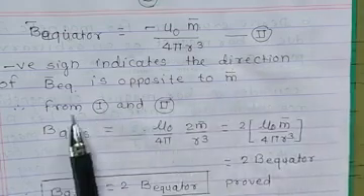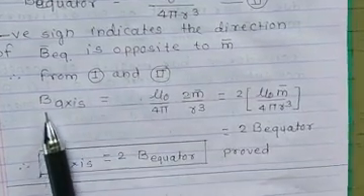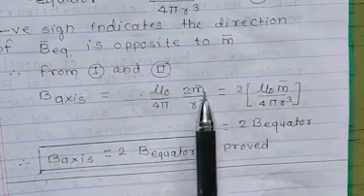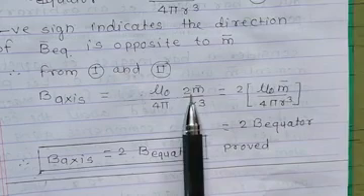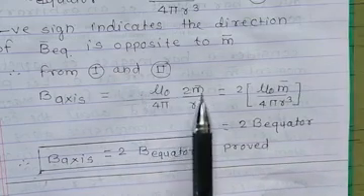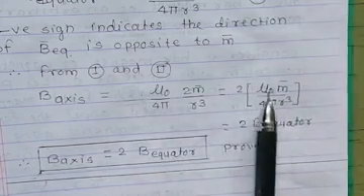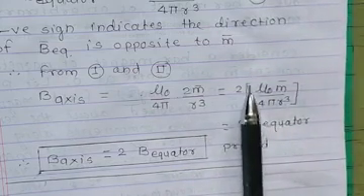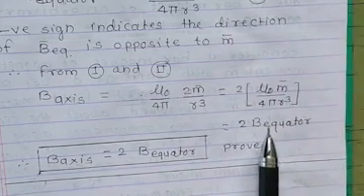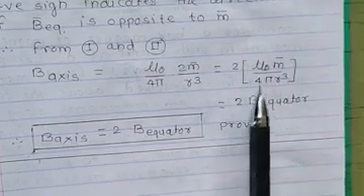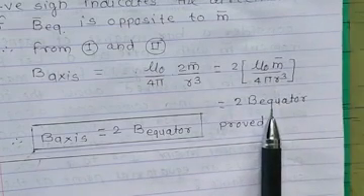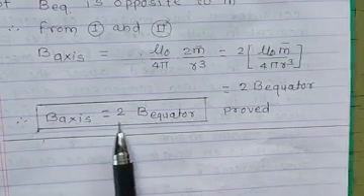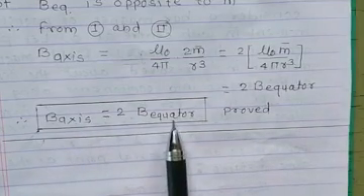So from 1 and 2, magnetic field along axis is equal to μ0 upon 4 pi 2m bar upon r cube. So if you take 2 here, this will become now 2 into μ0 m bar upon 4 pi r cube. And this is the magnetic field along equator. So 2 into magnetic field along equator as आपण लिहिणार, and therefore magnetic field along axis is equal to 2 times magnetic field along equator proved.